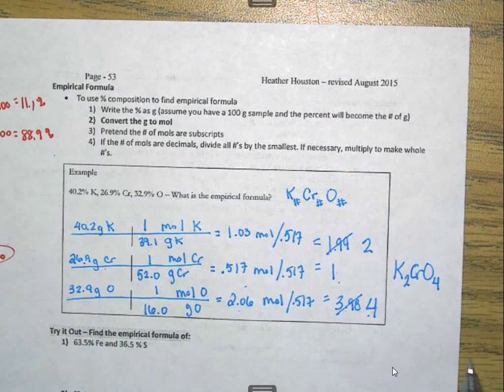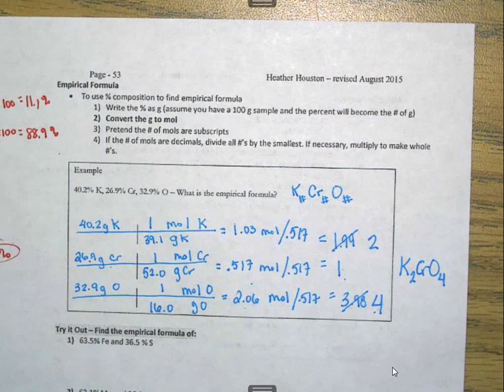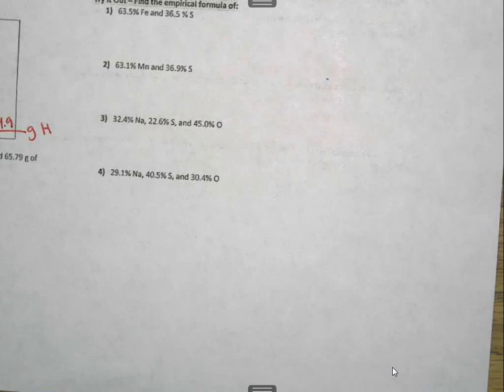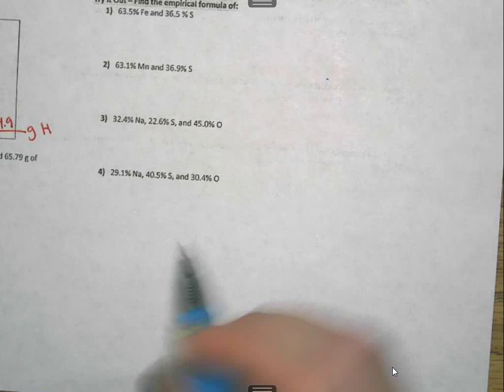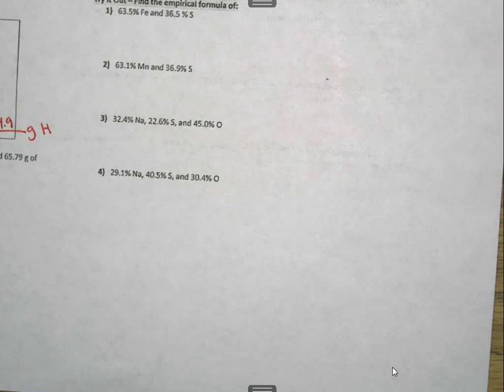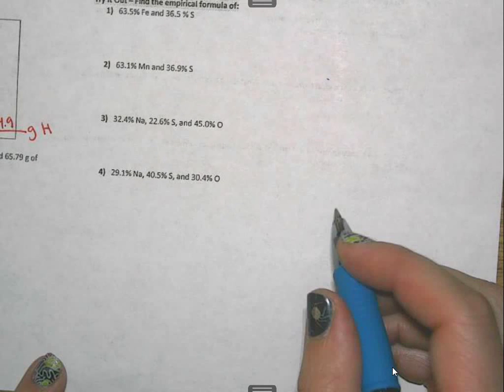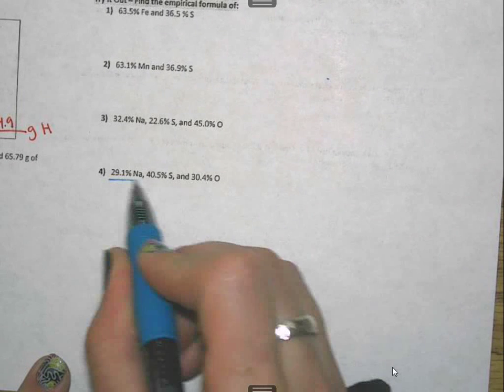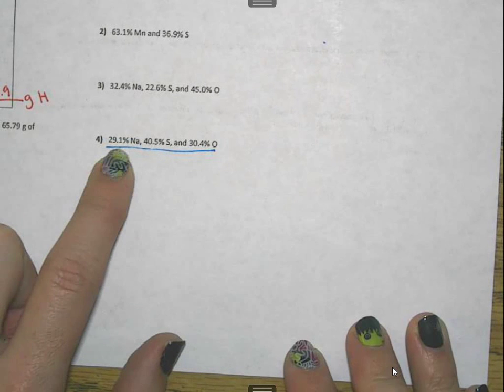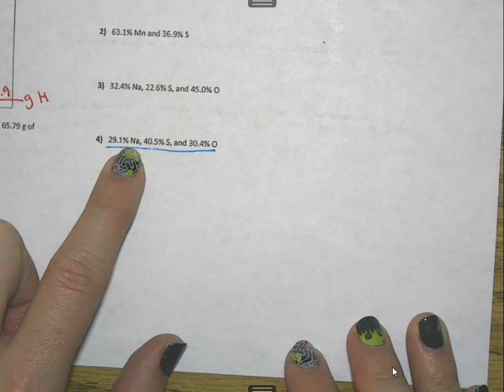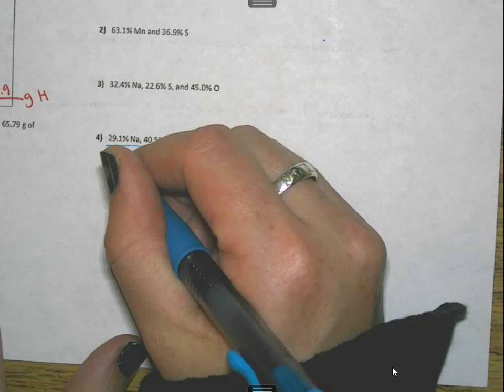Okay, I'm going to work my next example the same way that we did the top one. I told you that your first thing to do was to assume that I had 100 grams of the sample, right? So we're going to turn all of these percentages in number 4 into grams. 29.1% of 100 grams would be how much? 29.1 grams of sodium.